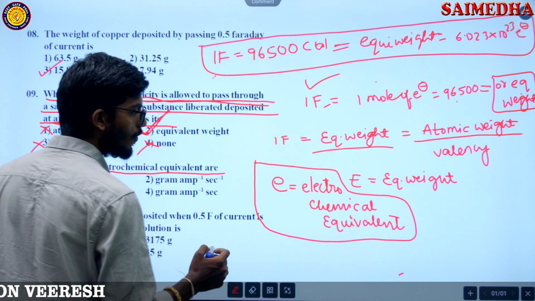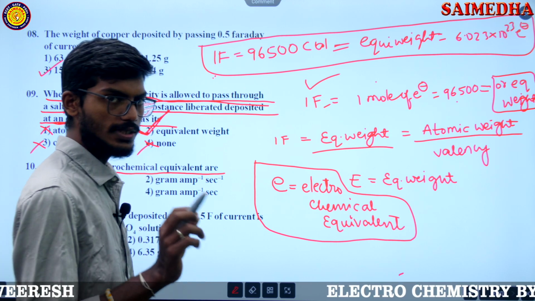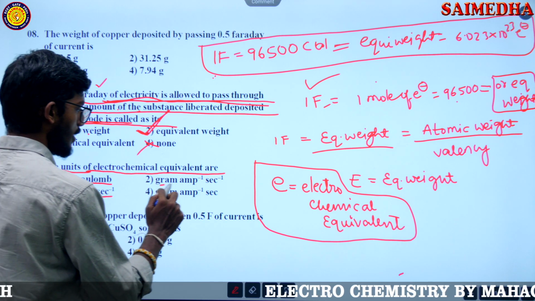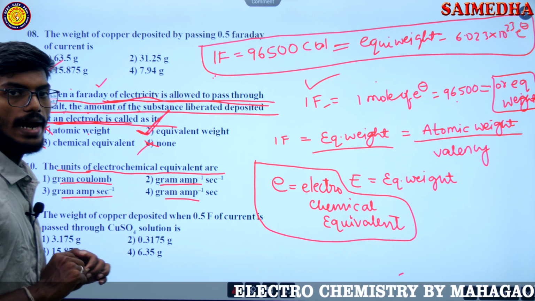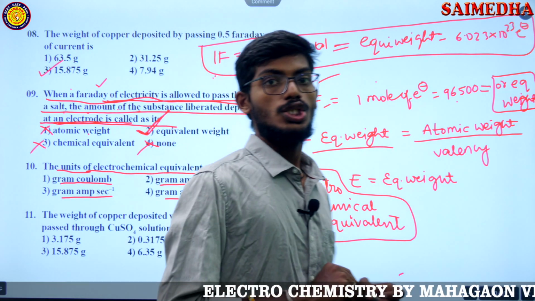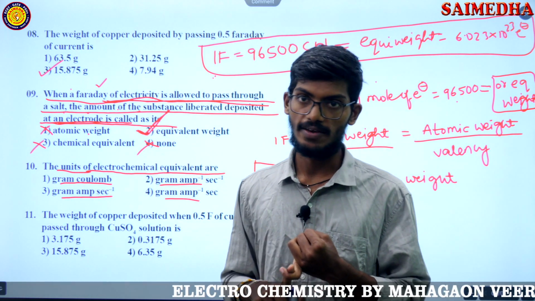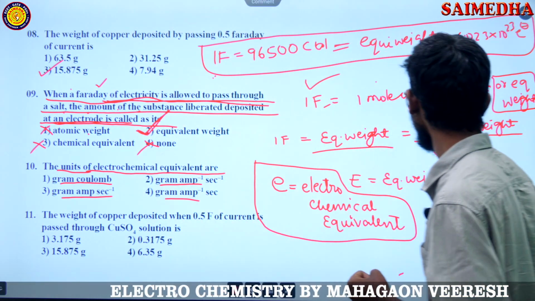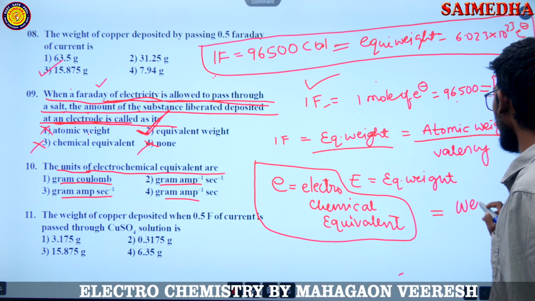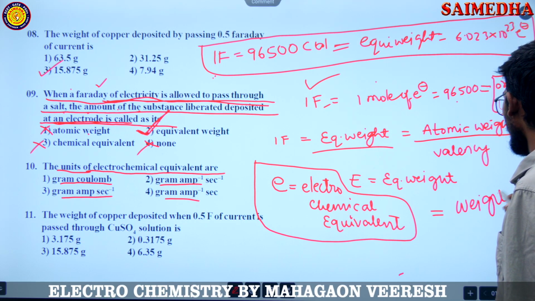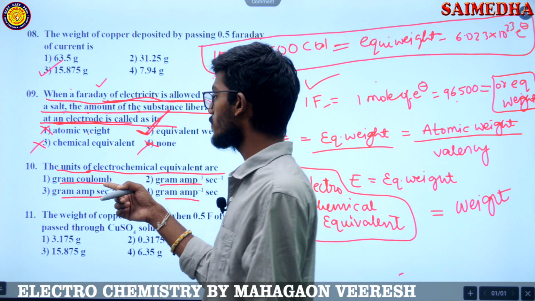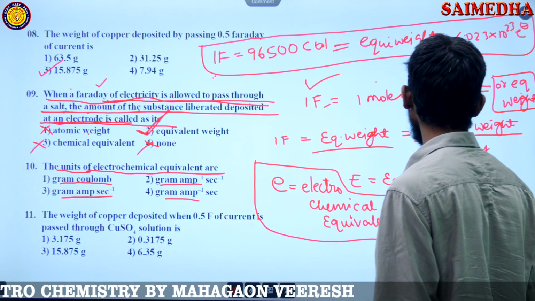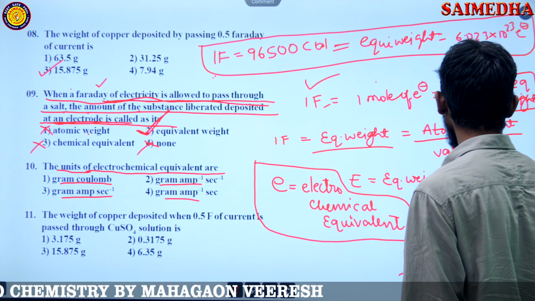So see, we know what? If you see here, you can see all these options are in grams and amperes and seconds. So definitely grams is there. If grams is there, then what will be there in the formula? Weight will be there. And if you see coulombs, ampere seconds are there, means what will be there? Definitely charge will be there.